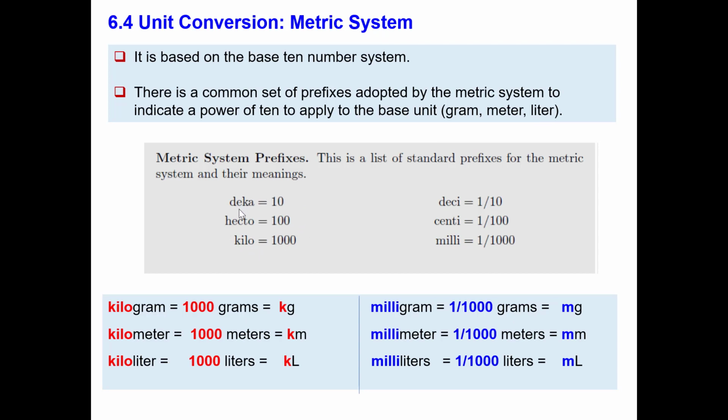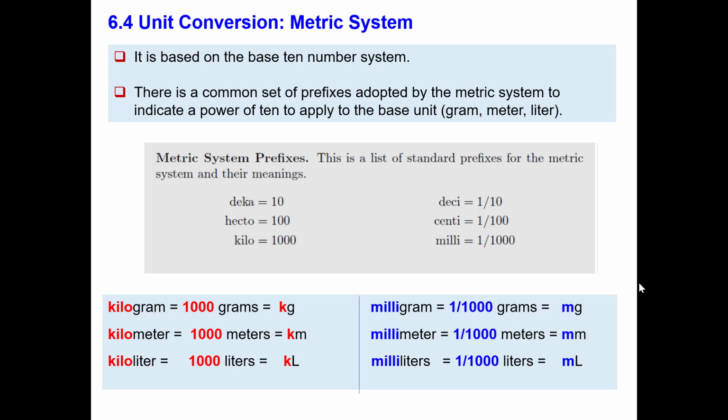For example, deca means 10. Hecto means 100. Kilo means 1,000. Deci means tenth. Centi means hundredth, and milli means thousandth.